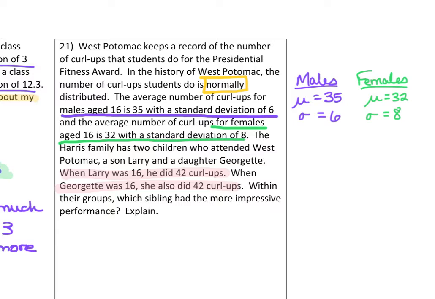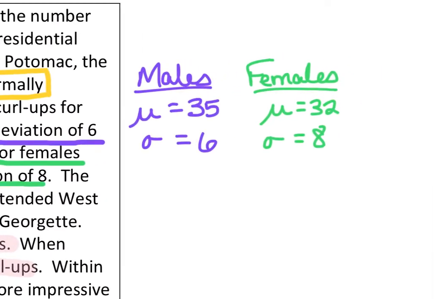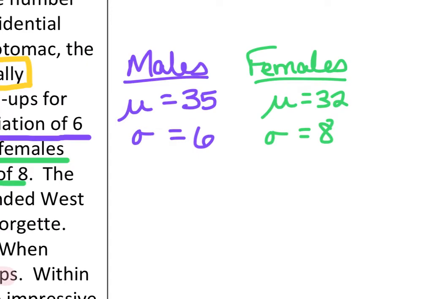And although they were both above average, you can't really compare the number of curl-ups that they did because the data groups are different, and you can't compare Larry directly to the females or Georgette directly to the males. So you want to compute the z-scores, and a z-score is how you compare something from two different data types. So you want to say here that the value of the data element that you're looking at for Larry is 42, and the one for Georgette is also 42.